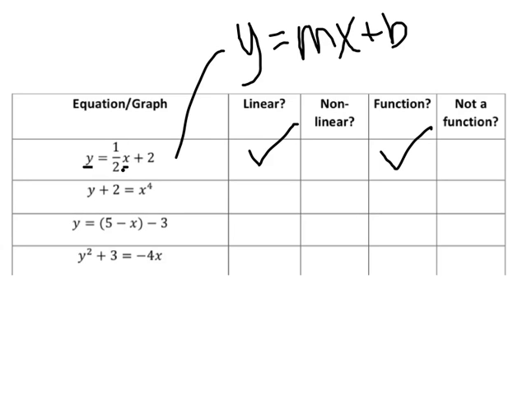Now let's look at the next one. My y doesn't have any exponents, but my x does. Is this linear? No, because I still have exponents, so it's not a line, because it won't look like y equals mx plus b. But is it a function? Yeah. Next one, is it linear? Yes, because I have no exponents. Is it a function? Yes, all lines are functions.